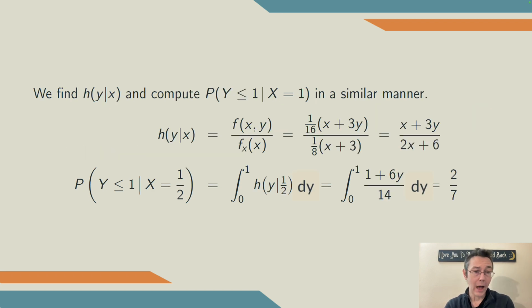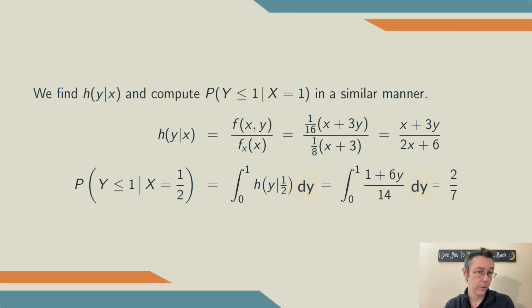We find h of y given x in exactly a similar fashion, so we're going to take f of x comma y and divide it by the other marginal density function, f sub x of x. Simplifying, we get x plus 3y over 2x plus 6.